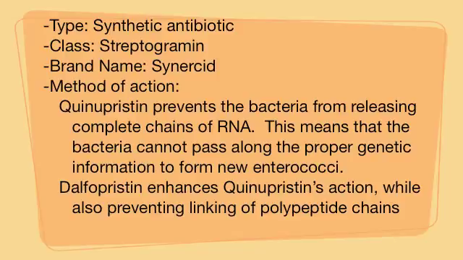So quinupristin and dalfopristin are two different medications that are given together for the treatment. They act on each other. So they're, again, a synthetic antibiotic. This time they're streptogramin under their class. Their brand name is Synercid, is what you'll typically see out there. So the quinupristin prevents the bacteria from releasing complete chains of the RNA. So the bacteria, again, can't pass on their genetic information to the new ones. Dalfopristin actually enhances quinupristin's action while preventing those polypeptide chains from linking up, again, dealing with passing on the information to the other generations.